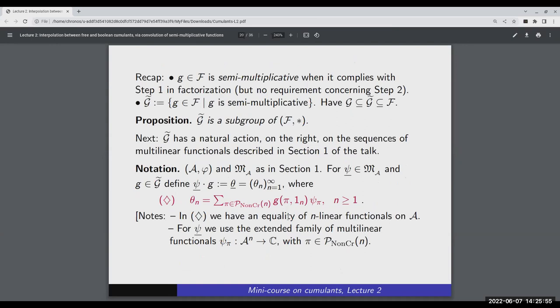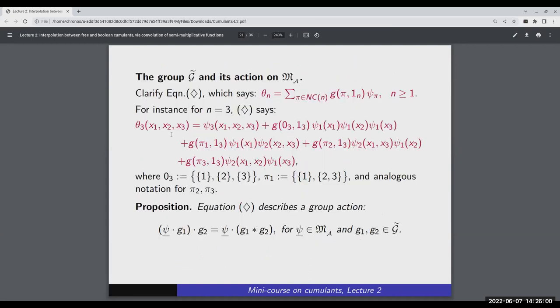And so here is an example. Say n was equal to 3, so then theta 3 has to be written in terms of the psi's. And you look at the various partitions; always there is a term pi, non-crossing partitions of 3. If this is the partition with one block, the value is always, we say that g of 1 is 1. So always this coefficient is 1.